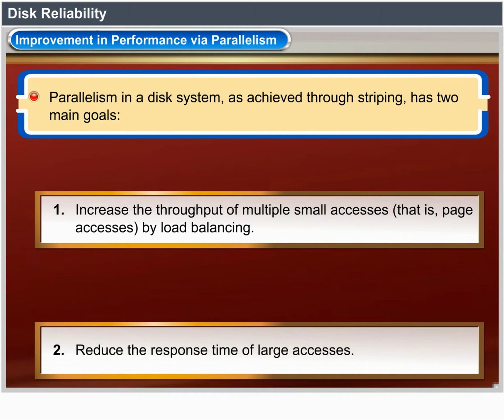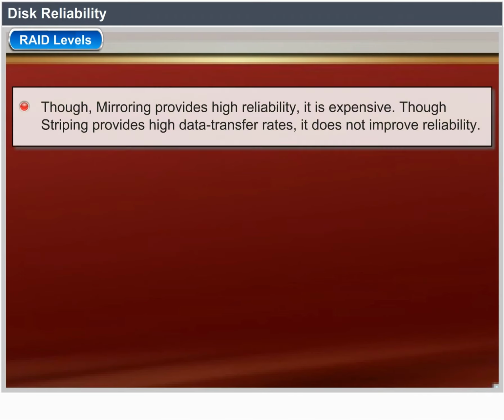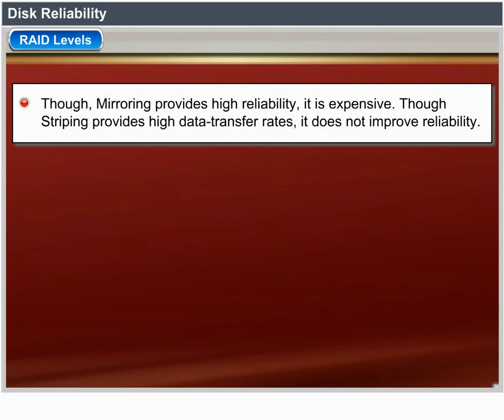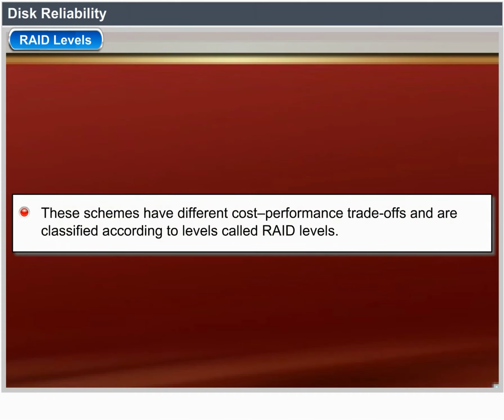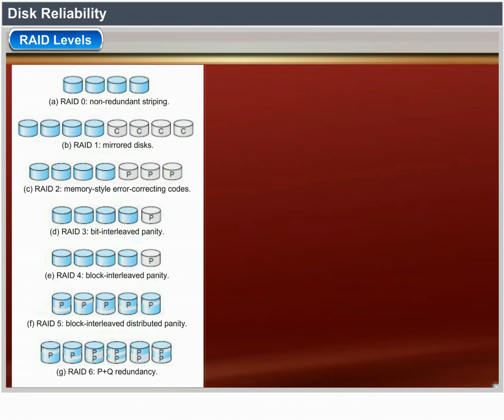RAID levels. Mirroring provides high reliability, but it is expensive. Striping provides high data transfer rates, but it does not improve reliability. Numerous schemes to provide redundancy at lower cost by using disk striping combined with parity bits, which we will describe shortly, have been proposed. These schemes have different cost-performance trade-offs and are classified according to levels called RAID levels. We describe the various levels here.